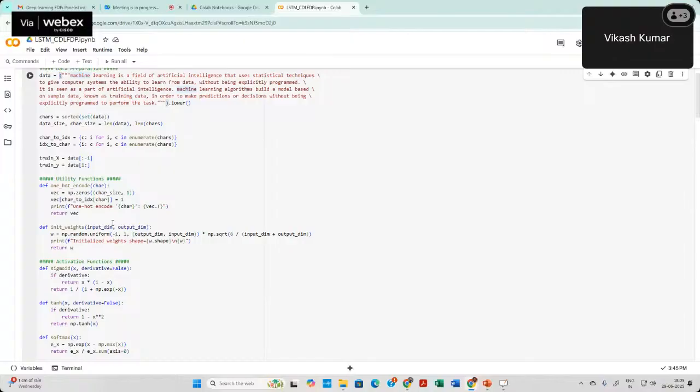Then since the input cannot directly take characters, we need some encoding mechanism, because a neural network understands only numerical values. Either you can go with one-hot encoding, or as we have talked earlier, we can go with some embedding technique. If we are going with the embedding technique, we can also go with word embedding or character embedding, something like that.